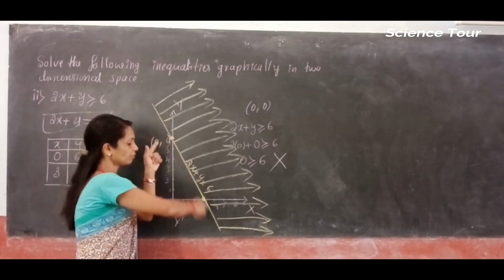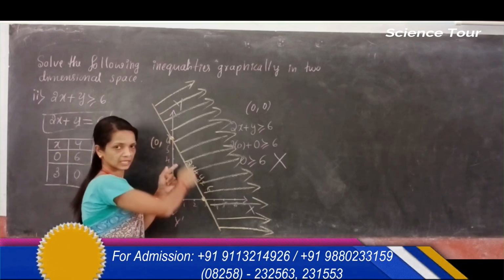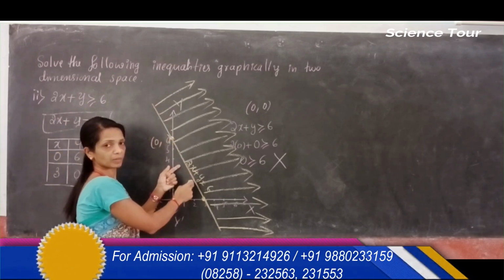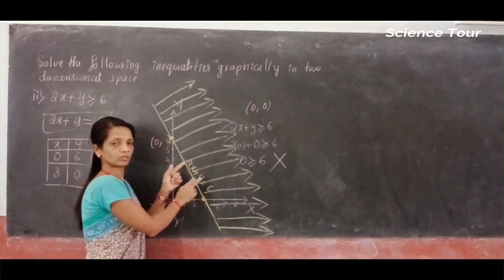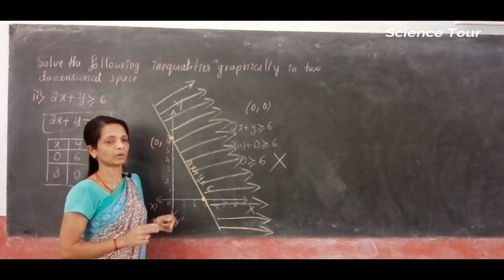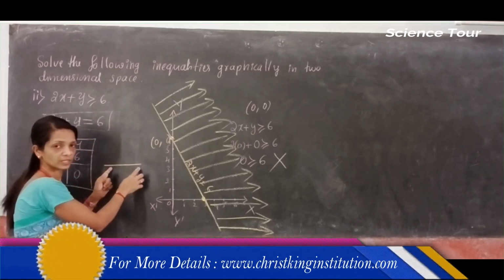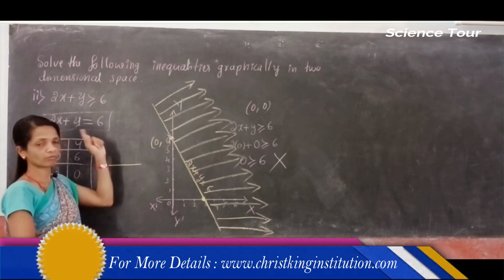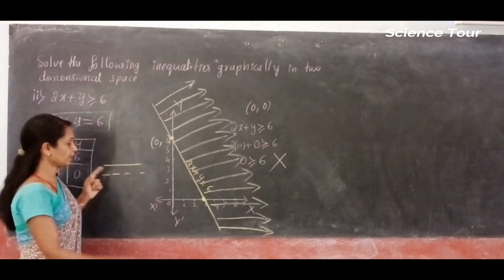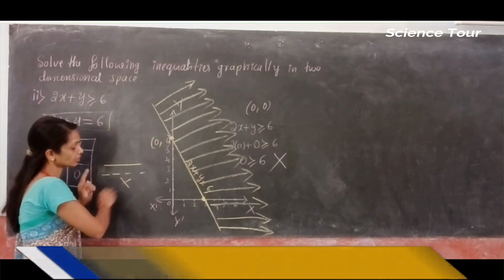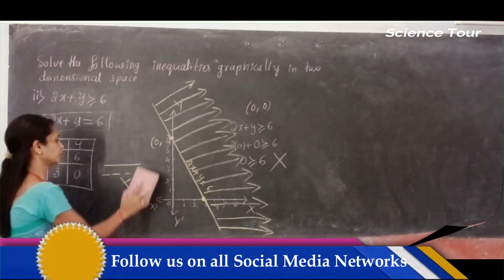Now you have a continuous line, right? If you have a continuous line, then that implies points on this continuous line are also solutions of the given inequality. Suppose you have a broken line like this, then points on this line are not solutions of the given inequality. That thing you have to keep in mind.